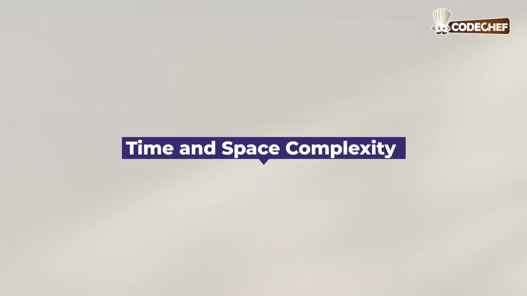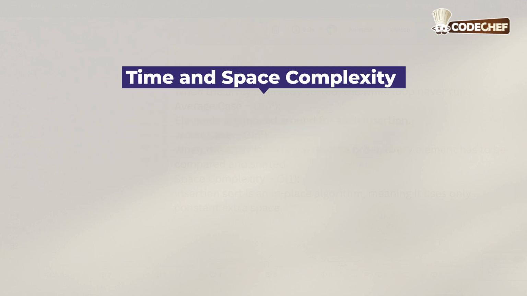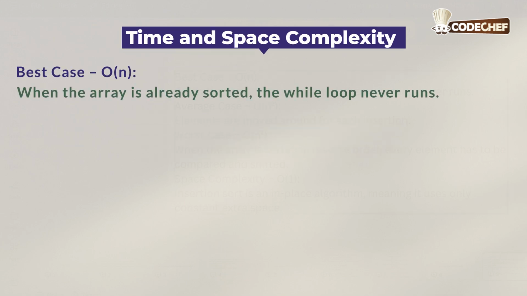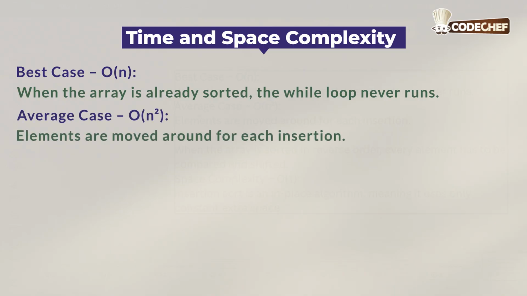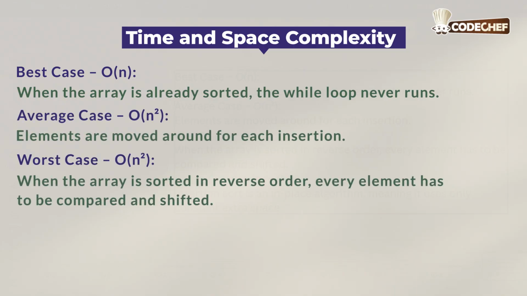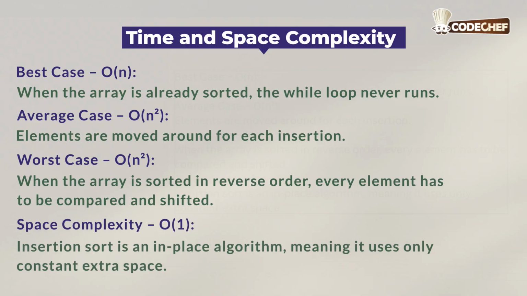Time and space complexity. Now let's quickly discuss the performance of insertion sort. Here the best case is when the array is already sorted, the while loop never runs. The average case is when elements are moved around for each insertion. The worst case would be when the array is sorted in reverse order. Every element has to be compared and shifted. The space complexity is O(1). Insertion sort is an in-place algorithm, meaning it only uses constant extra space.